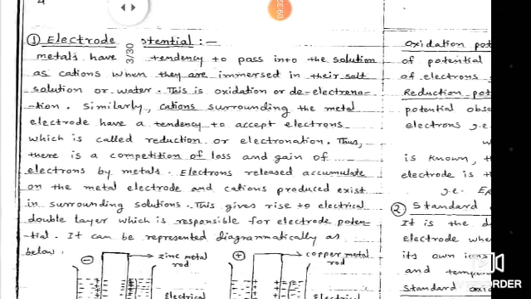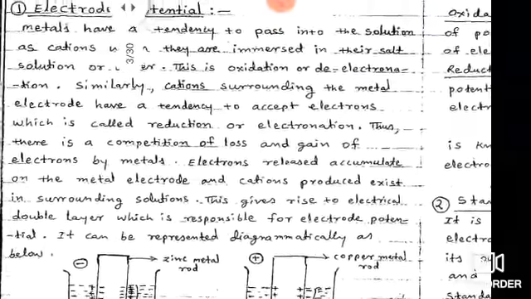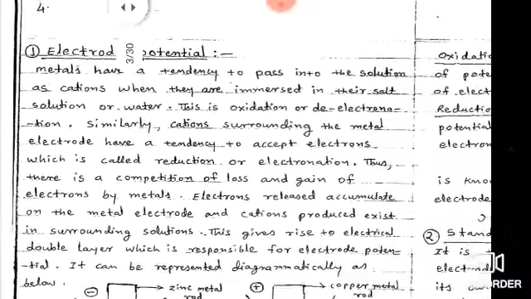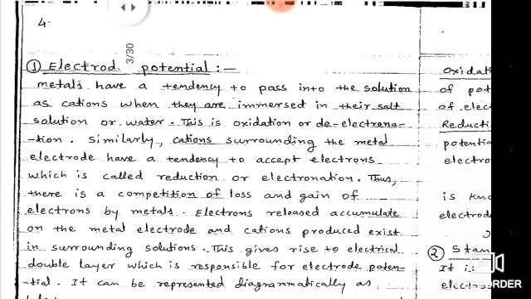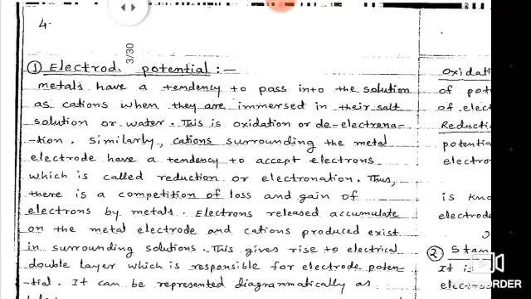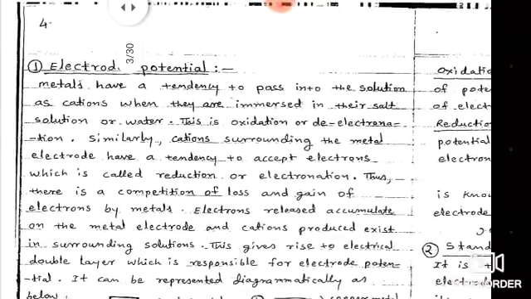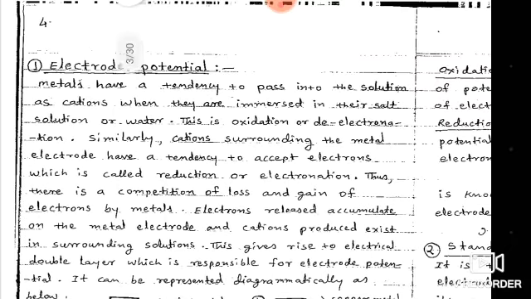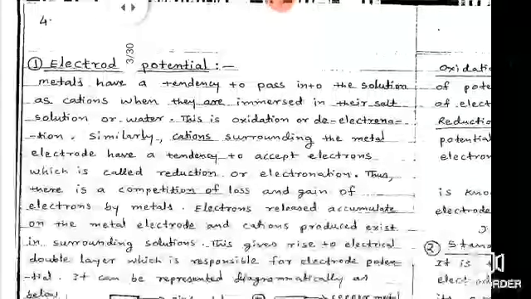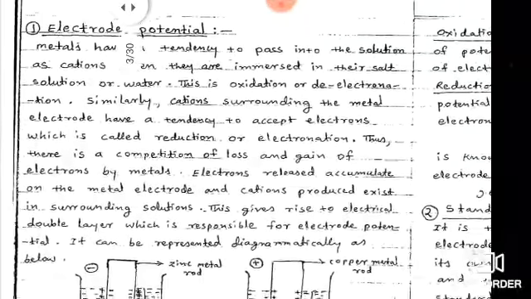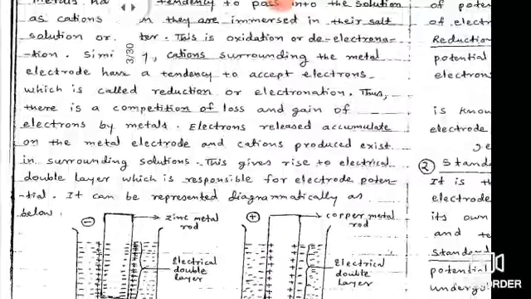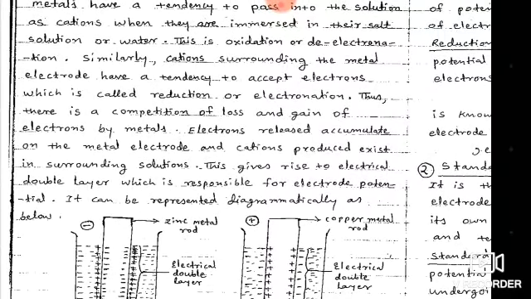This is the oxidation or de-electronation. It's when the metal has the tendency to pass into the solution as a cation when it is immersed in the salt solution or water. Similarly, cations surrounding the metal electrode have the tendency to accept electrons, which is called reduction or electronation.